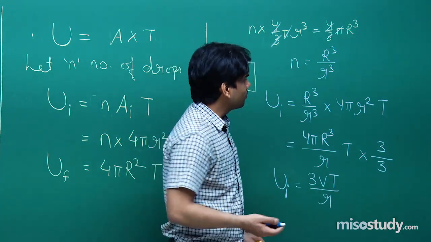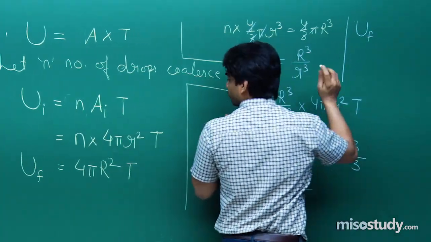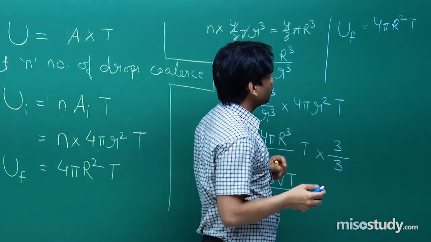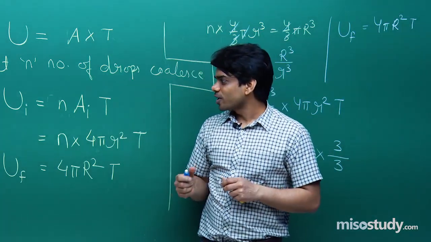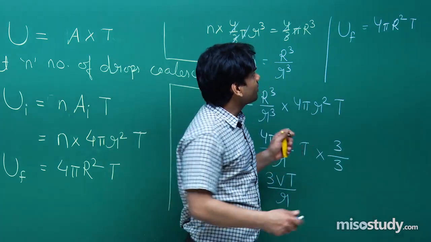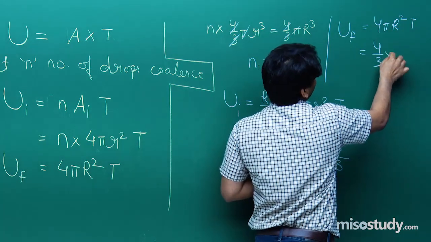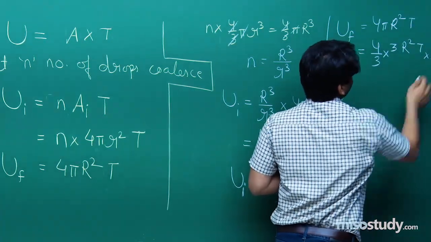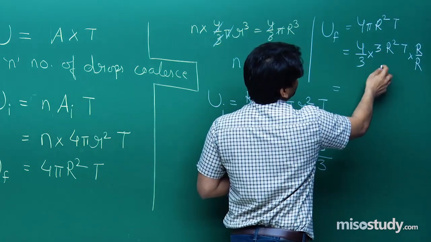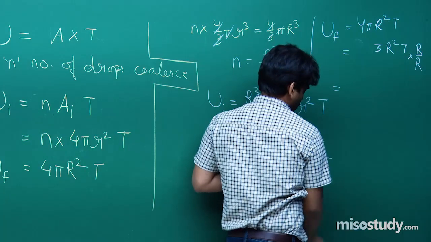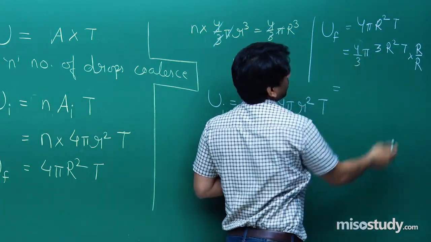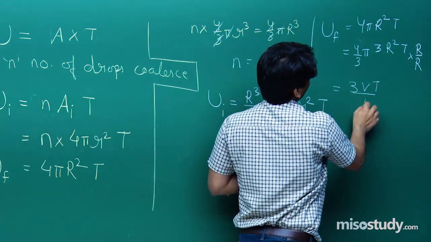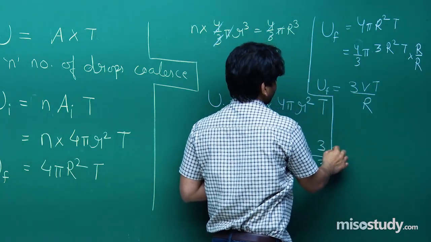Next, if we talk about the final potential energy that we have evaluated, that was 4 pi R square T. I am just going to change the way it looks, 4 pi R square into T. Here we divide by 3 and multiply by 3, not a problem, and also divide by R and multiply by R. So you will have 4 by 3, R, and pi also is there, I had missed that, 4 by 3 into pi into 3 R square T, R by R. So from here you see 4 by 3 pi R cube will give you the volume, so this will be 3 VT by R. This is the final potential energy.